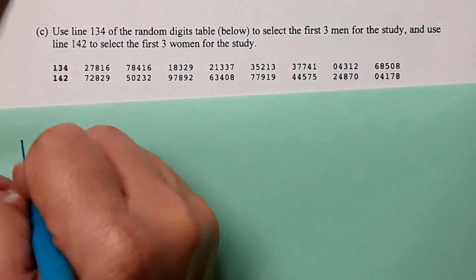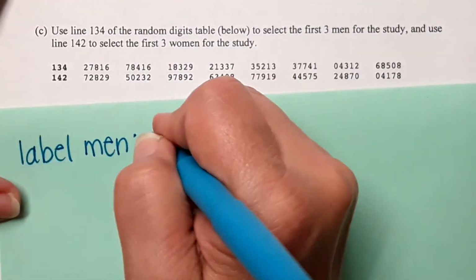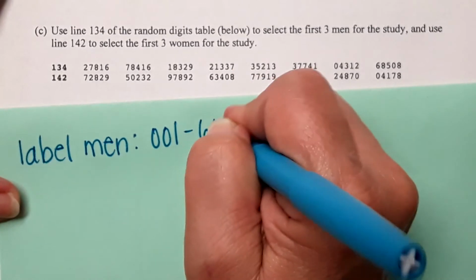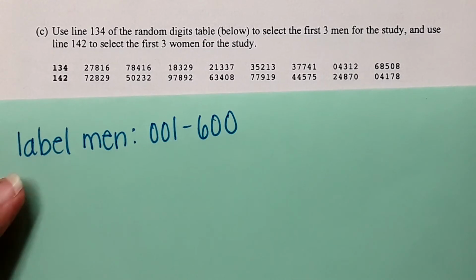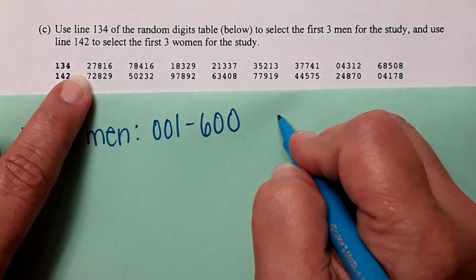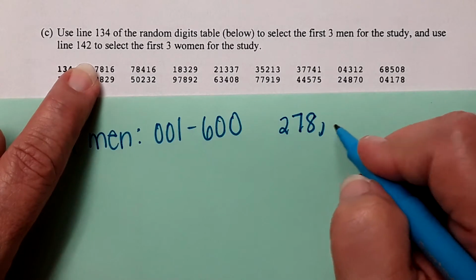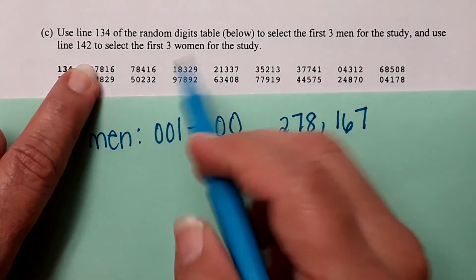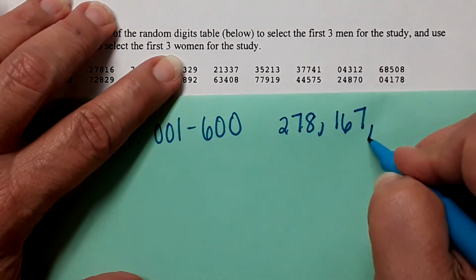I would label my men 001 to 600. You can label them 000 to 599. Because it's not going to change anything with the 3 digits, I'm going to leave it there. And then, 278 is the first gentleman, right? Is that what you guys got? 167. 841 is not one. 618 is not one, but 329.